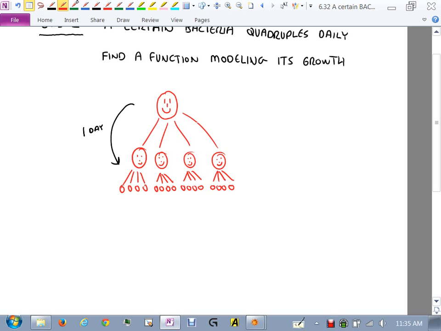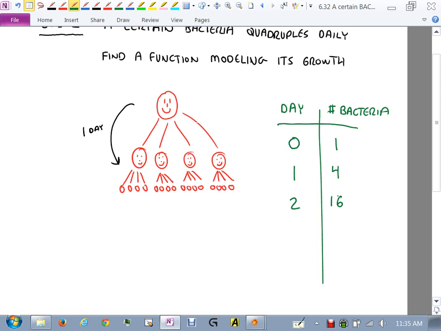So let's try and do a table to see if we can come up with some sort of relationship. How about this is day, and this is number of bacteria. On day 0, how many bacteria were in there? 1. 1 day later, how many were there? Day after that, 16. And the day after that, we didn't do it, but how many would there be?